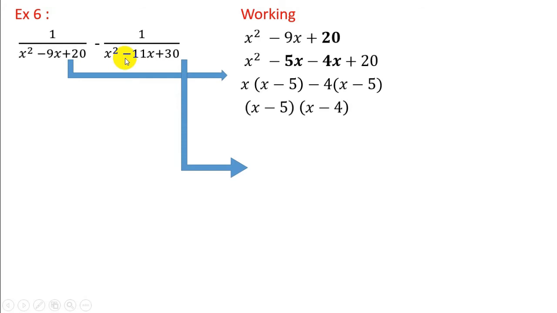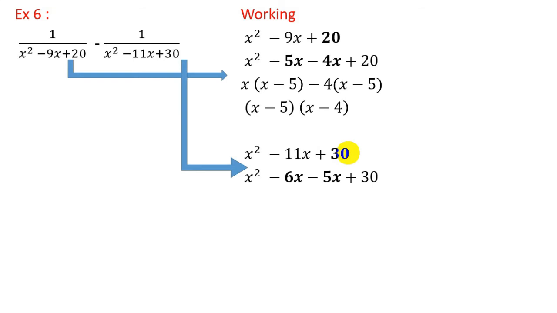Similarly, I need to take the expression x squared minus 11x plus 30 also, and I must factorize this in order to solve this algebraic fraction. The last term is 30. The factors I get are 5 and 6, that is minus 6 into minus 5 equals plus 30. Similarly, for the coefficient of x, I get minus 6 minus 5, which equals minus 11.